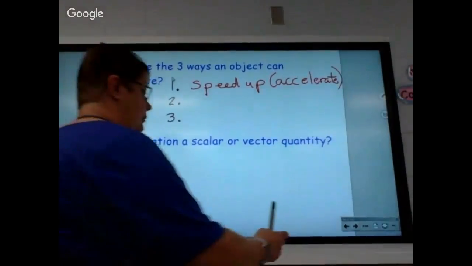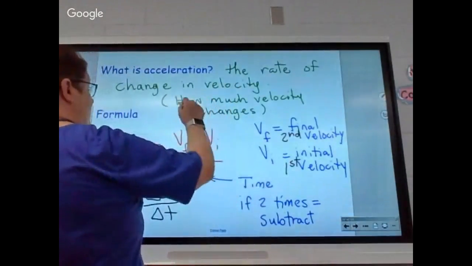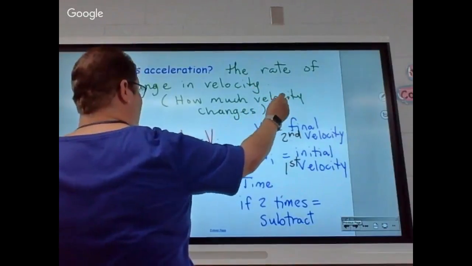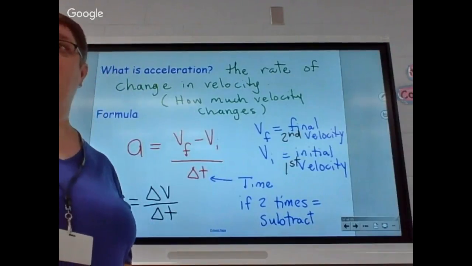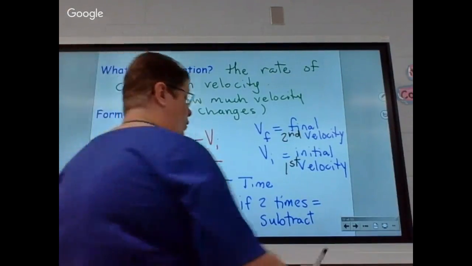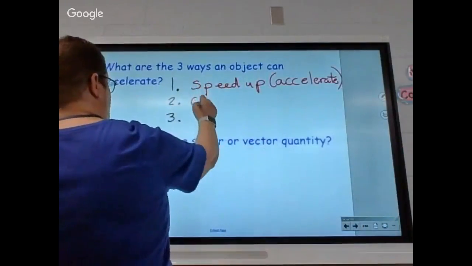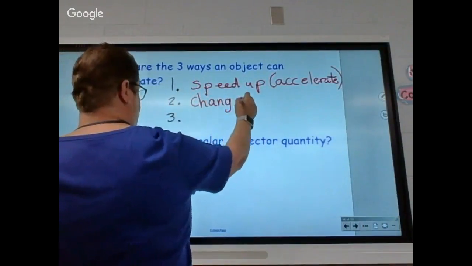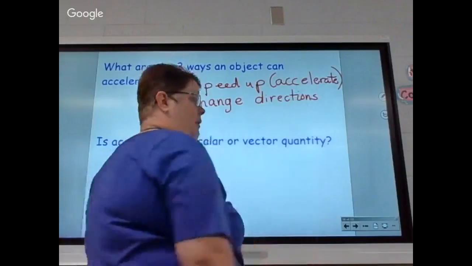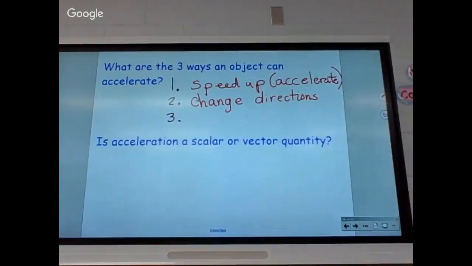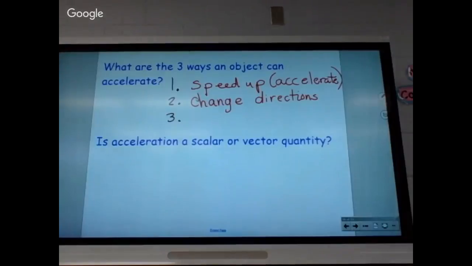Remember, the definition is how much velocity changes. If we take a turn, sure. That's the one that's hard for people to get. If you change directions, okay? If I walk and I turn, I change direction. I change my velocity, therefore I accelerate. By definition, I accelerate.